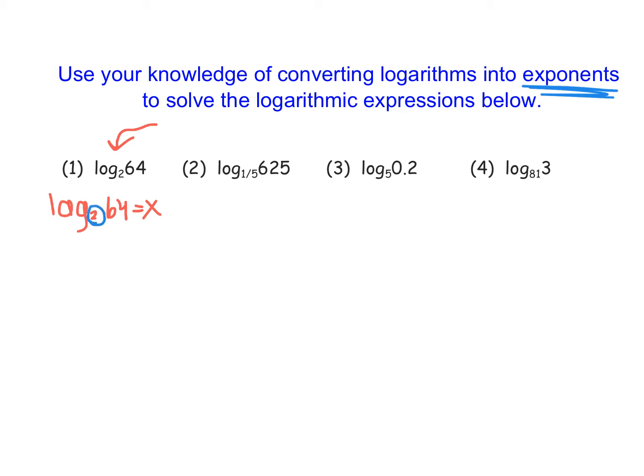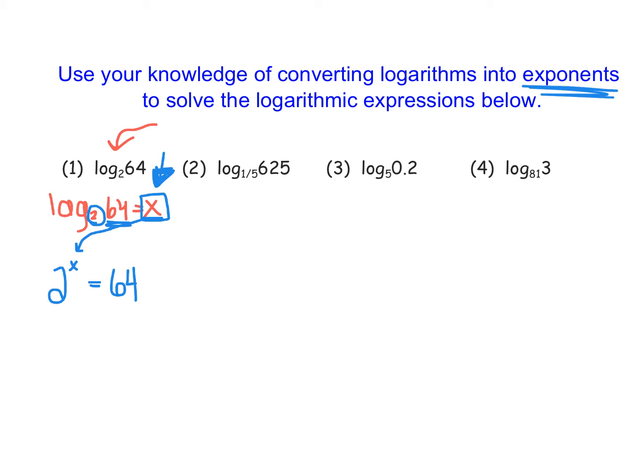So I'm going to take my base here, which is 2. Then I'm going to take what's on the other side of the equal sign and put that into my exponent. So I have 2 to the power of x is equal to what's inside here, which is 64. In order to figure out what this logarithm equals, I need to find this value for x. But what's nice about writing it in exponential form is I can now use my calculator or just my basic knowledge of exponents to really figure out what that value of x actually is.